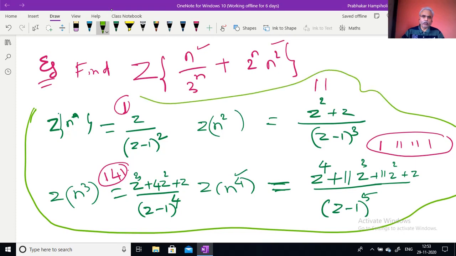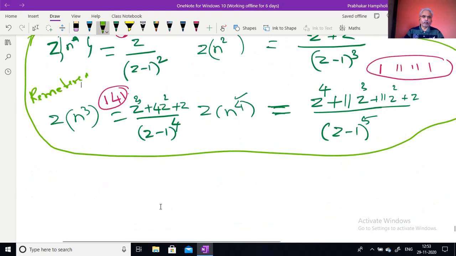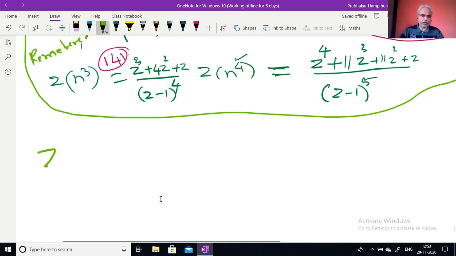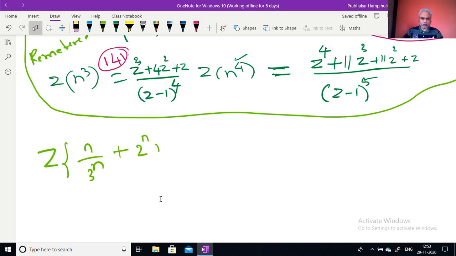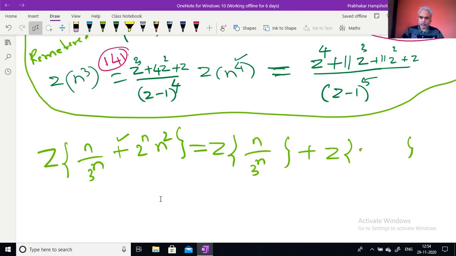So we got revised, we remembered these formulae. Now we are asked to find the z transformation of n by 3 raised to n. Instead of 3 it may be 6, no problem. And 2 raised to n square, instead of 2 it may be some 10, no problem. First of all, linearity property: z transformation of first function plus z transformation of second function, which is n by 3 raised to n, 2 raised to n into n square.